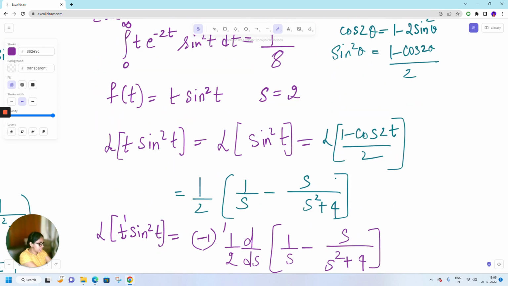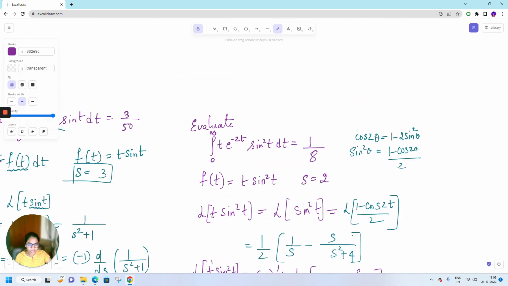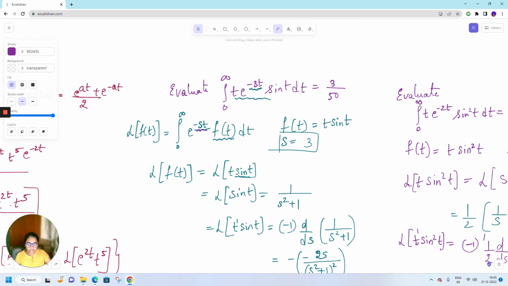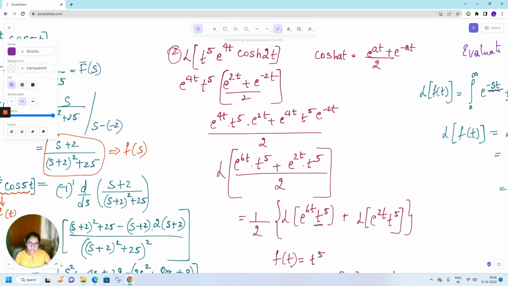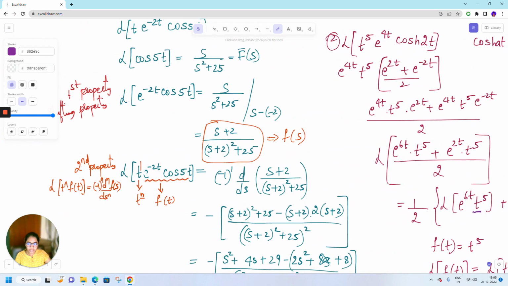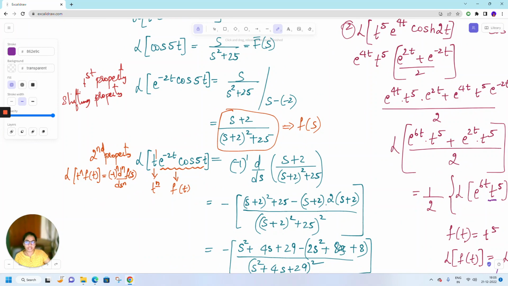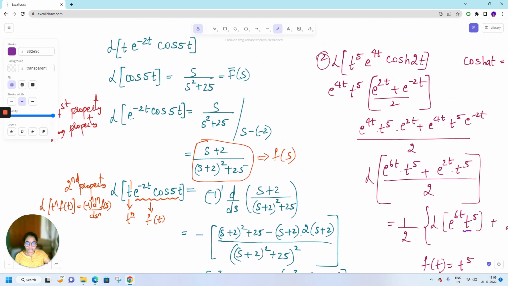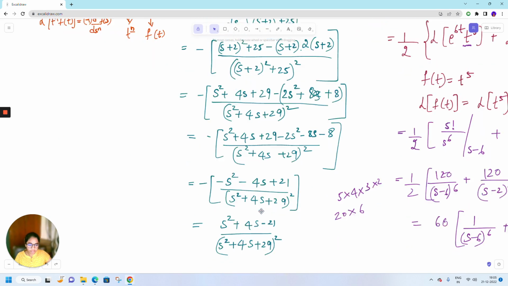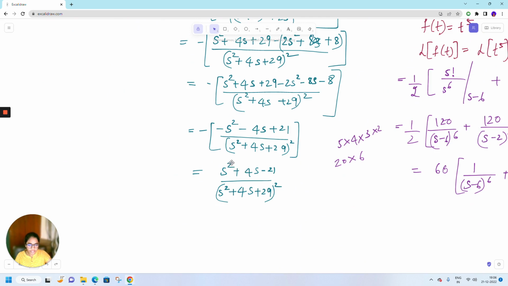Okay, so what did we study in this lecture? First, we solved the merge of two properties here, that is the shifting property and the second property where we differentiate. As you can see in the question, first I took cos t, I found the Laplace of it, and then I applied the shifting property, and whatever answer I got, for that I applied this differentiation property. I differentiated it, and finally I got the answer in terms of s.